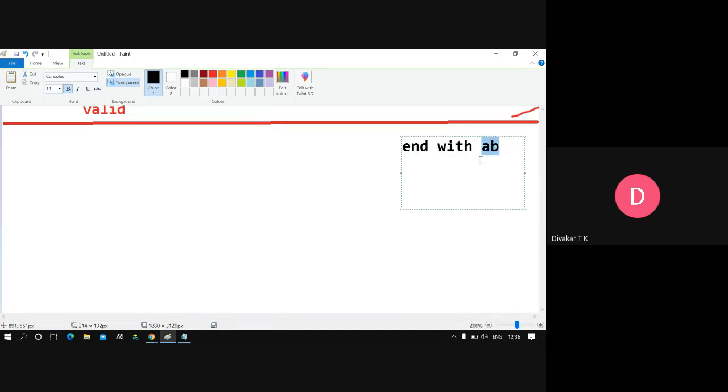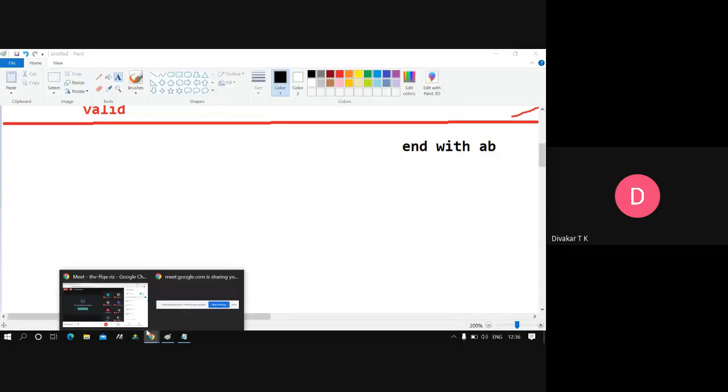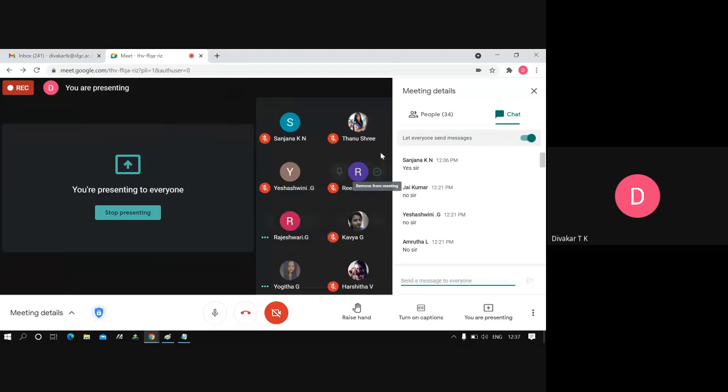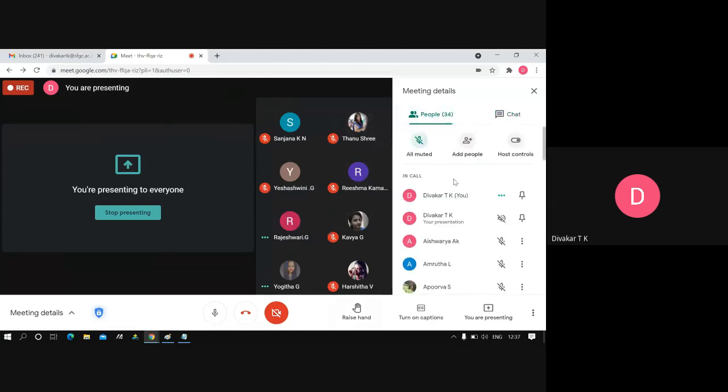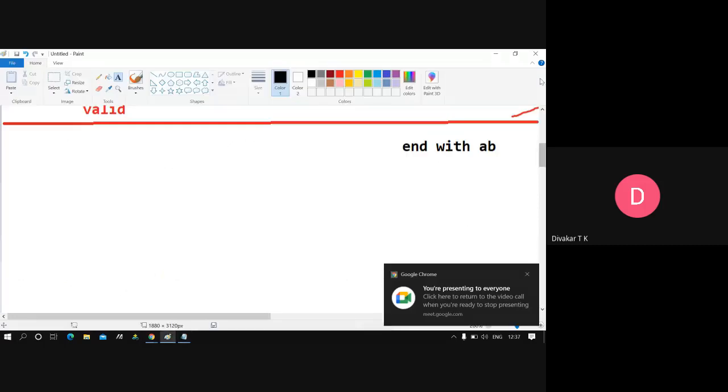The question is that we should write the DFA diagram. It should end with AB, whatever it may be before, but it should end with AB. Now I'll ask questions. Be ready to answer it. I'll call the name, one by one. Aishwarya, just answer here. We are taking an example here.